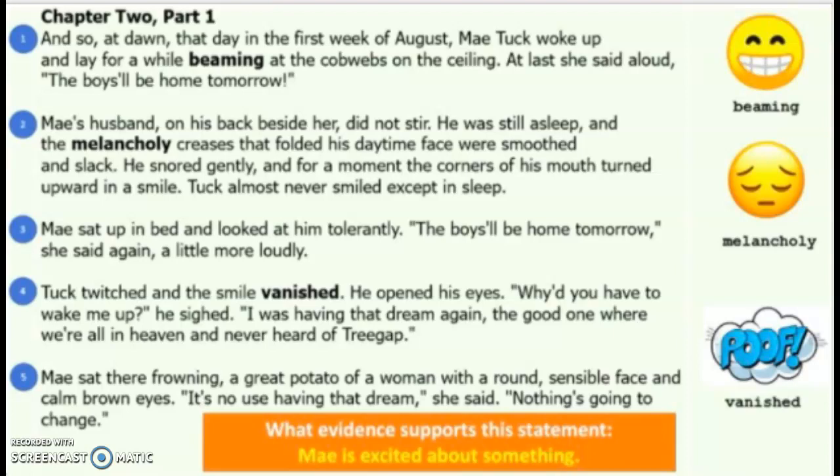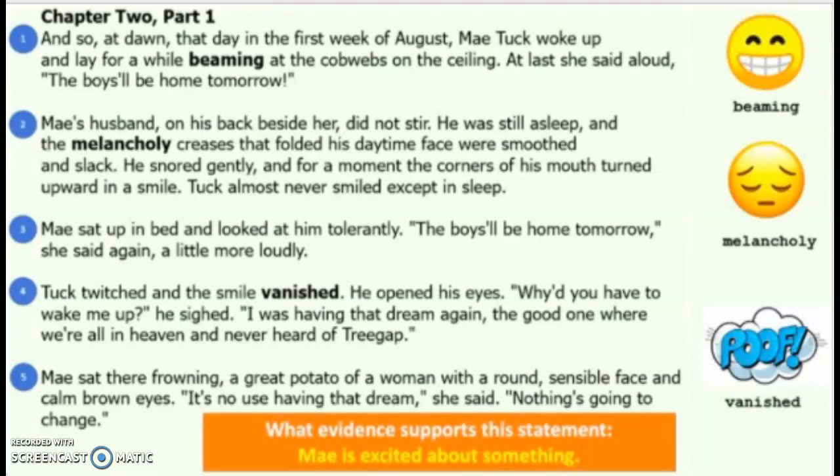Paragraph 1. And so, at dawn, that day in the first week of August, May Tuck woke up and lay for a while, beaming at the cobwebs on the ceiling. At last she said aloud, "The boys will be home tomorrow." May's husband, on his back beside her, did not stir. He was still asleep, and the melancholy creases that folded his daytime face were smoothed and slack. He snored gently, and for a moment the corners of his mouth turned upward in a smile. Tuck almost never smiled except in sleep.